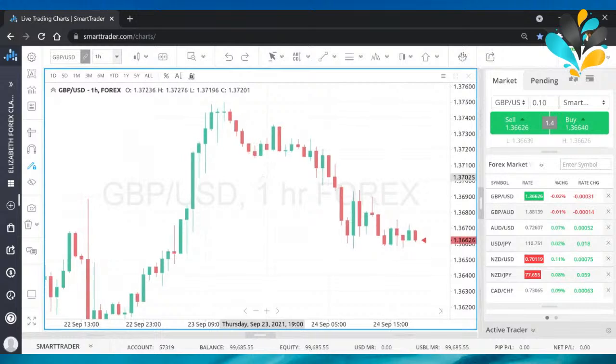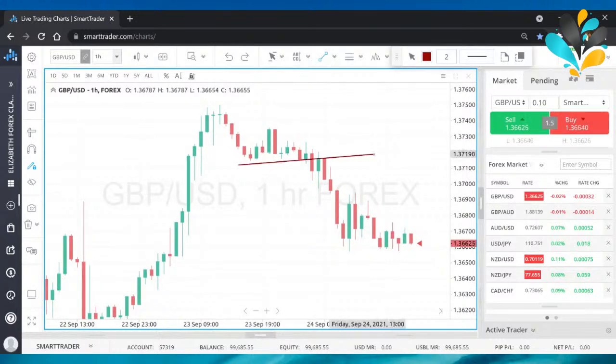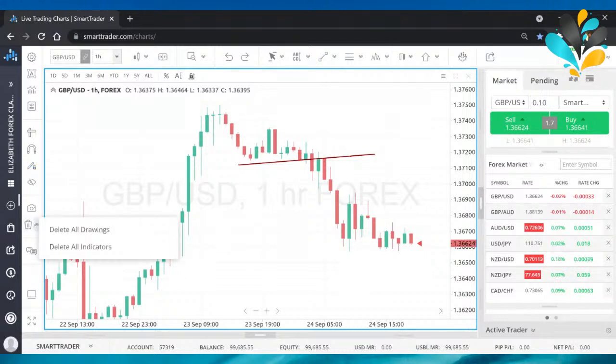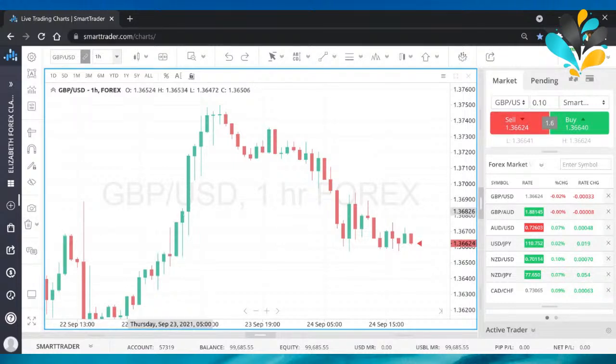If you make a mistake, for example, if you were to draw something on your charts and you didn't want it to be there, then you can undo it. If you accidentally remove something that you didn't want to remove, you can redo it. Also, if you just want to delete everything that's on the chart, then you can click on this trash can on the left-hand side. And you can also click on the arrow to select delete all drawings or delete all indicators.